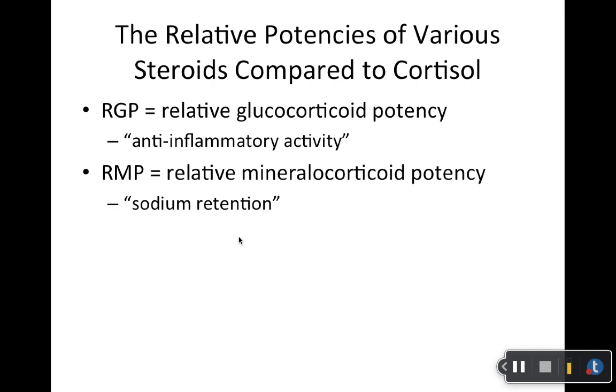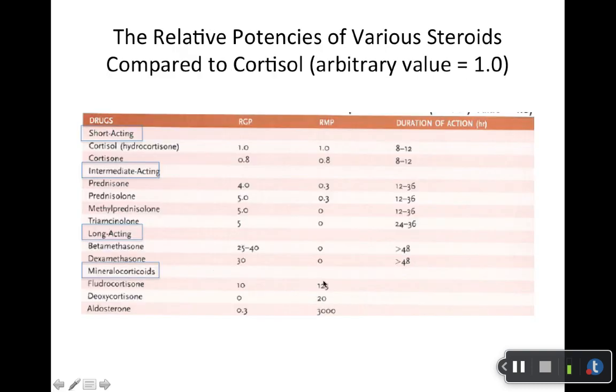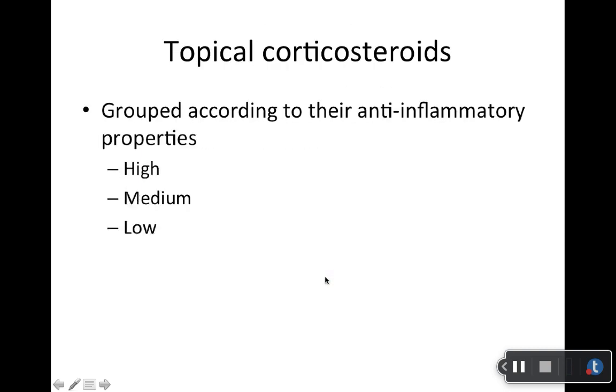And then RMP is relative mineralocorticoid potency. You can think of that as being sodium retention. So you notice here on the RMP, definitely aldosterone is going to have your most sodium retention, the biggest concern with that. So that has the highest RMP.